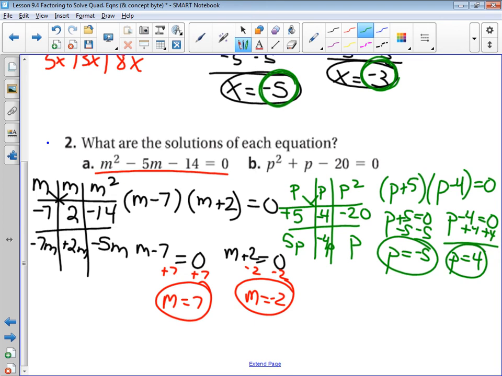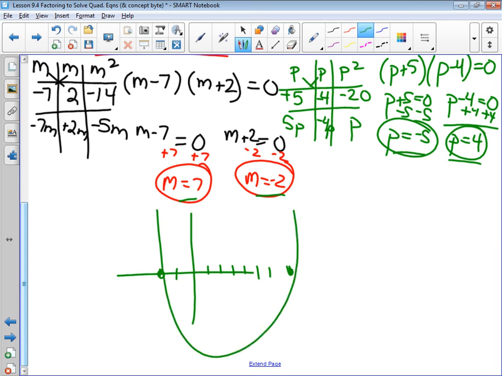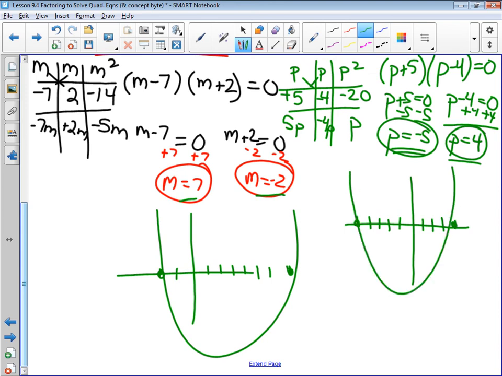And once again, what these solutions give you are the roots, or where the parabola crosses the x-axis. So if you drew a picture of this one, here's negative 2. 1, 2, 3, 4, 5, 6, 7. Here's positive 7. It could look something like that. A little more detail involved, but it gives you a general picture. 1, 2, 3, 4, 5. This is negative 5. 1, 2, 3, 4. And it could look something like that.